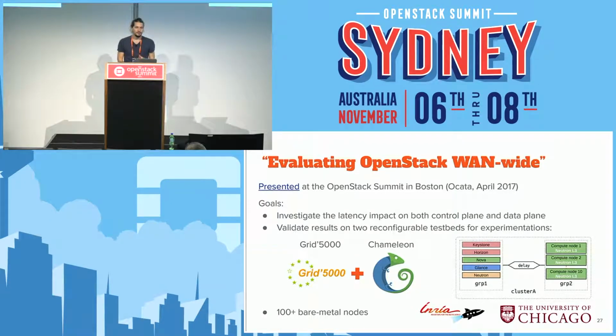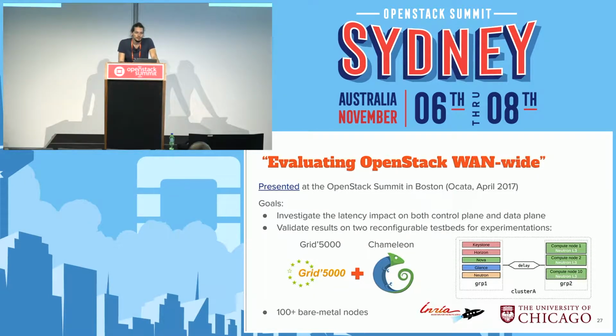So the second use case was presented during the Boston Summit for the Ocata release. This is a joint work between INRIA and the University of Chicago. It's a first step in the evaluation of OpenStack for fog and edge computing. More precisely, it deals with the evaluation of OpenStack control plane and data plane in a WAN-wide infrastructure. So it means, as you can see on this figure, that a significant amount of latency is applied on the network links between the control node and the compute node.